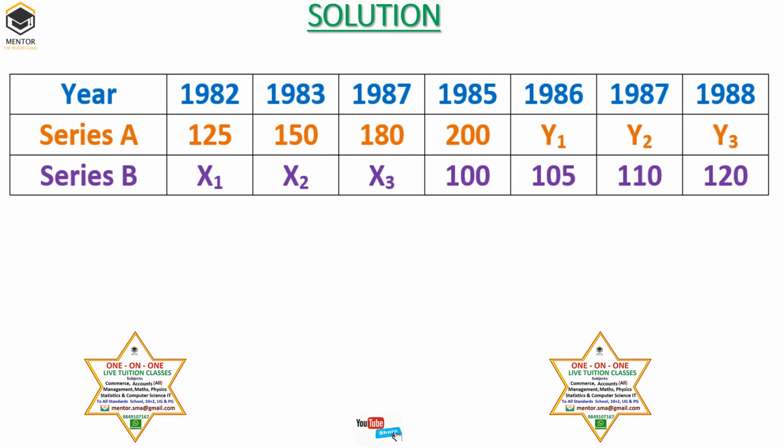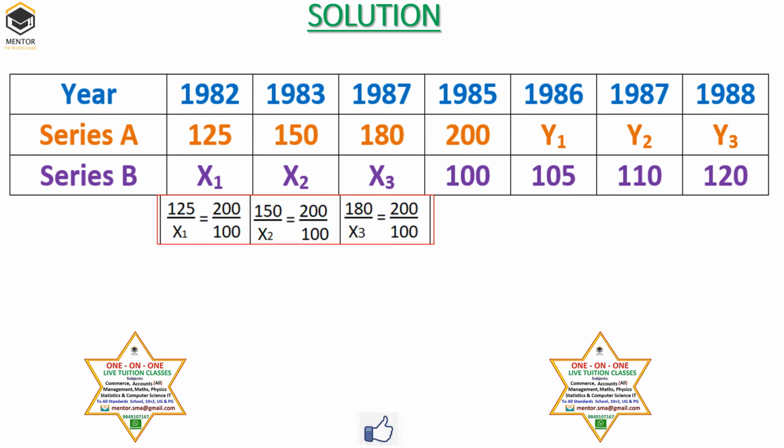So I have taken these as Y1, Y2, Y3 for series A, and X1, X2, X3 for series B. So we need to find out the values of X1, X2, X3 and Y1, Y2, Y3. How to calculate this? For X1, I have taken 125 by X1 equals 200 by 100. Why 200 by 100? Because as we can see, series A ends at 1985 and series B starts from 1985. So this is the intersection point, and this is the value I have to take, that is 200 by 100.